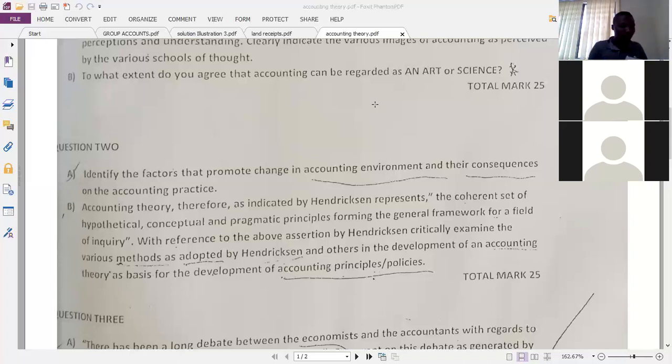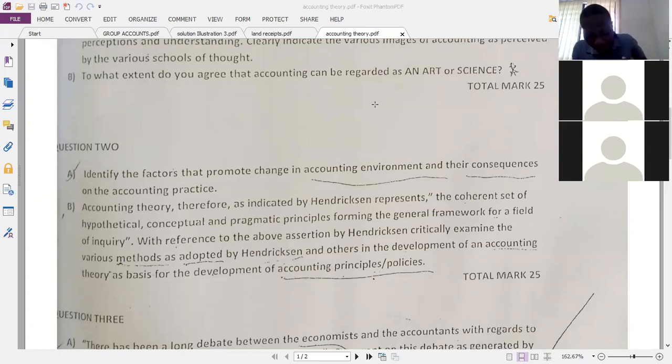The descriptive theory, the normative theory, and then the agency theory. Now, I'll explain them one by one.